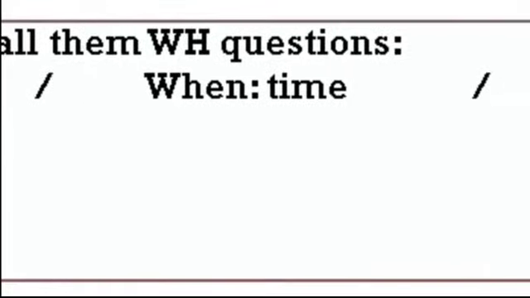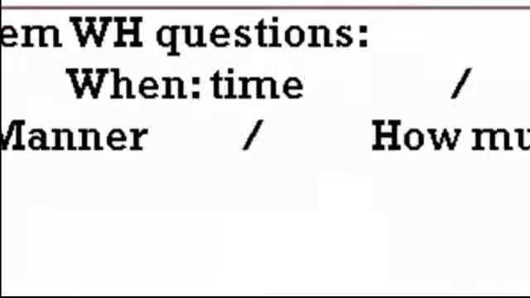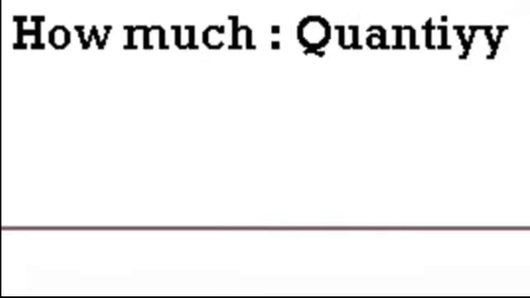We have when, use it for time. We have where, for place. We have who, for person. We have how, for manner. How much, for quantity. And then we have how long, for duration. How many, for number. And how old, for age.